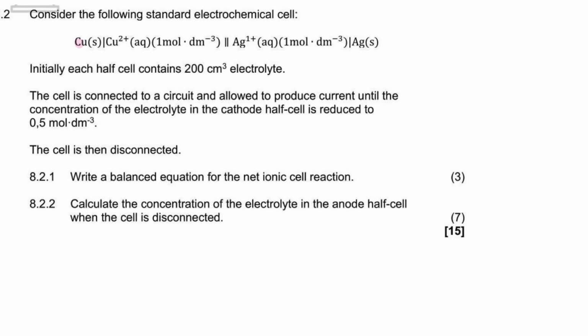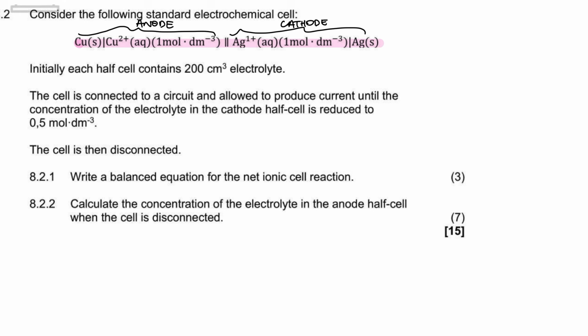Consider the following standard electrochemical cell. What we've been given here is something known as the cell notation. The cell notation follows the following rule. First, we write down what happens at the anode. Then we use a double line to represent the salt bridge, and what's on the right is then what's happening at the cathode.